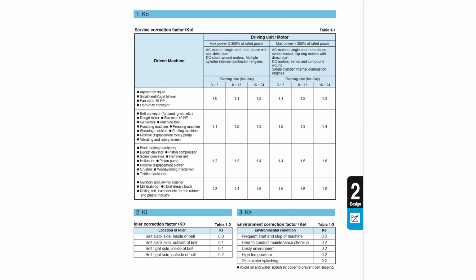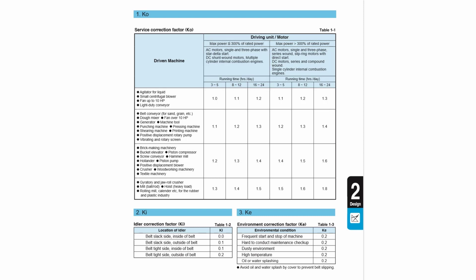And if you look at the driving unit motor area here, we have 2 columns for the type of motor we use. The left column is for maximum power less than 300% of rated power, and the right column is for maximum power more than 300% of rated power. In our case, we are not given what type of motor we use, just that the power from the motor is 5 horsepower. So in the general case we will use the left column here.